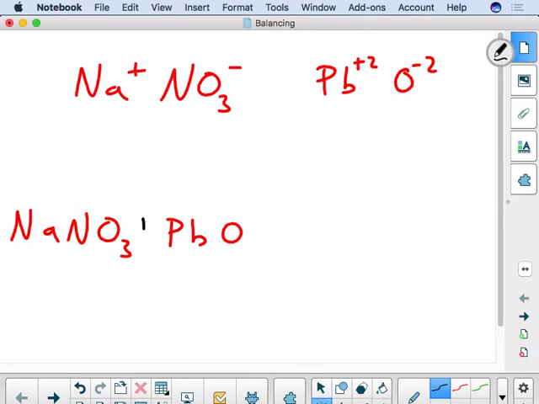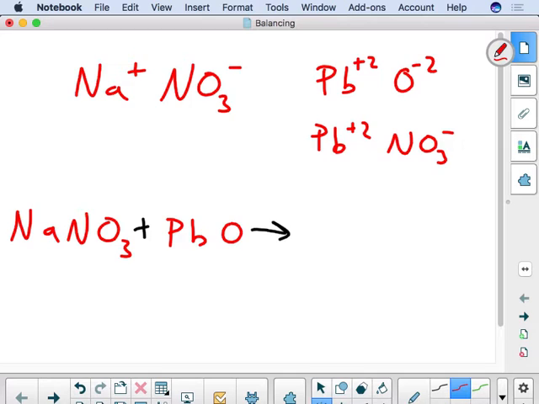Okay, and now some of the new stuff. What I've been doing is old stuff, putting ionic compounds together. Now I'm going to say combine to make. Okay, lead 2 nitrate. So now it's Pb +2, NO3 -1.